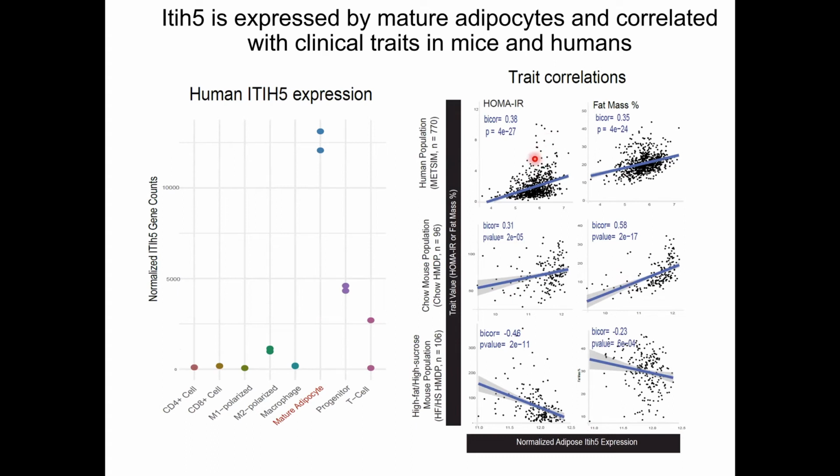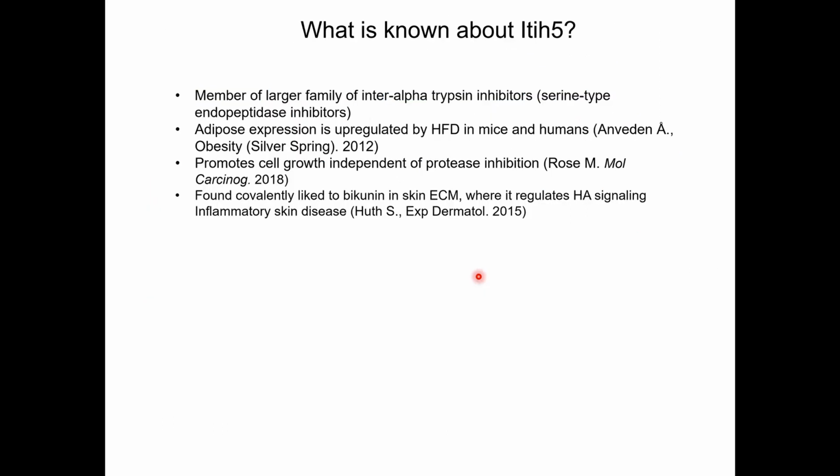But interestingly, when this same population of mice is fed a high fat diet, it shifts. The same genetic backgrounds, just given a high fat diet, and now this gene is becoming negatively correlated with HOMA-IR as well as fat mass and many other traits. And so we think that this is a gene by diet interaction, and that will become relevant in a second, but it's just something to consider right now.